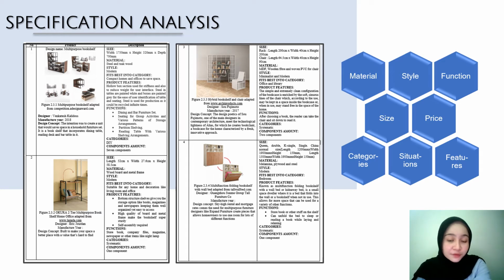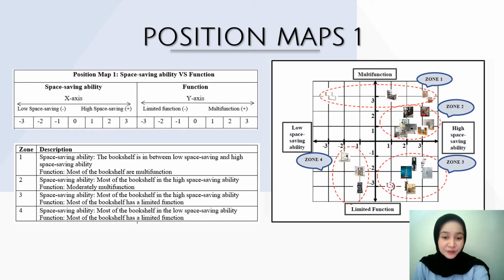With the help of this specification analysis, we can compare the multipurpose bookshelf more clearly. In this analysis, the multipurpose bookshelves are investigated based on necessary information like material, style, function, size, price, categories, situations, and features. After investigating the specification analysis, I could analyze the position maps.